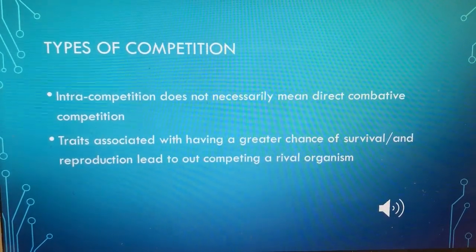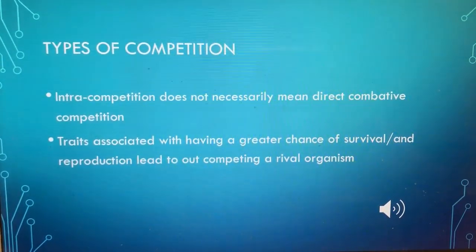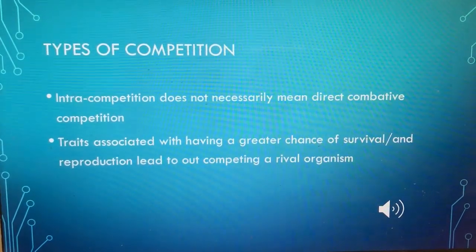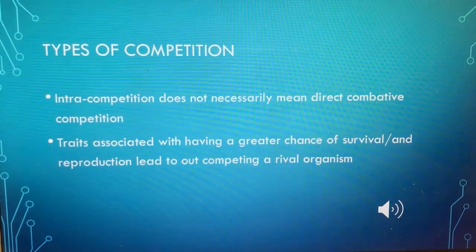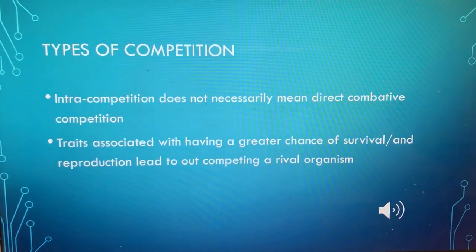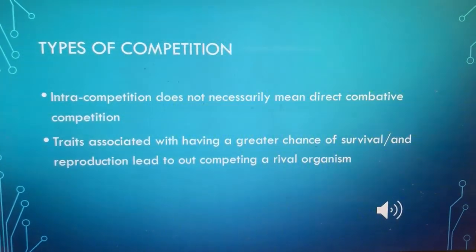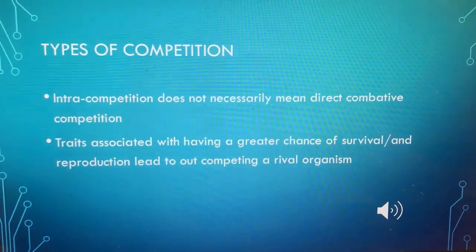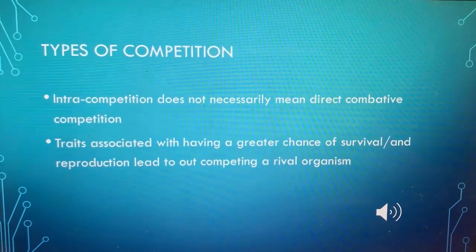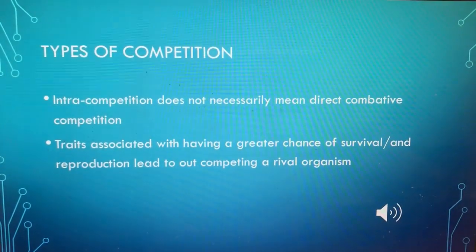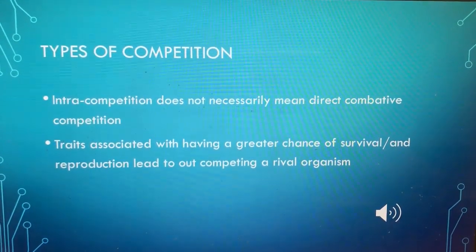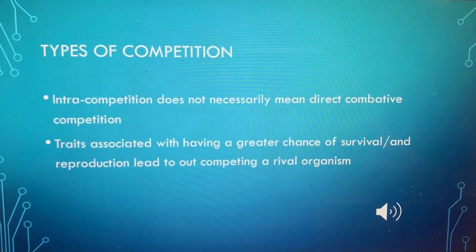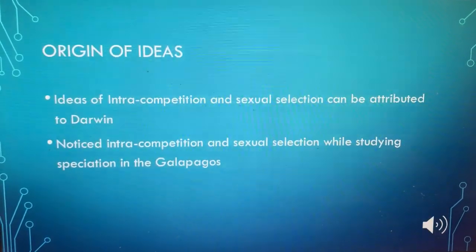Now, when we think of intercompetition, what are the types of competition that come to mind? Although we might directly associate intercompetition between species with direct combative competition, this does occur, but is not frequently the case. Intercompetition is mostly associated with traits that provide a species with a greater chance of outcompeting a rival organism for the chance of mating.